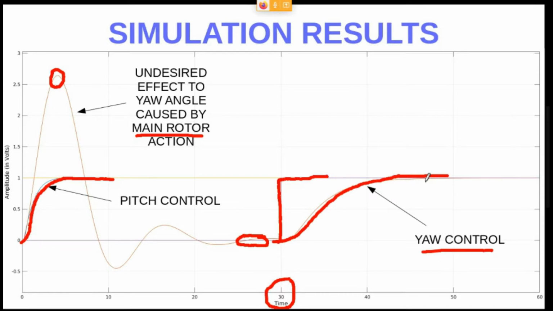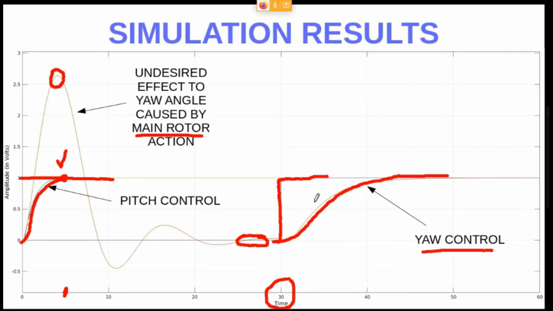But let's check the time constants for both systems. Remember, for the pitch angle, the time constant was 1.25, so a settling time of 5 seconds. And as you can see here, the system reaches the set point at 5 seconds. So it's fine.